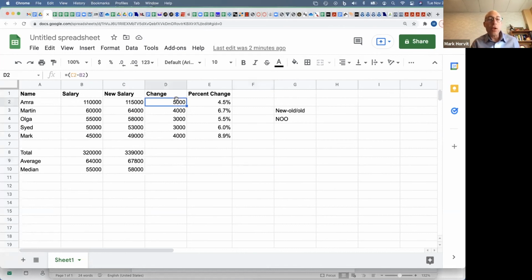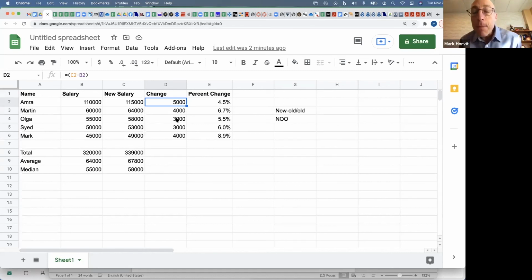Notice that in change, Amra, I hope I'm pronouncing that correctly, has the biggest raise, right? The raise you really want to have is the $5,000, right? I'd rather have a $5,000 raise than a $4,000 raise or a $3,000 raise. That is what I would prefer to have.